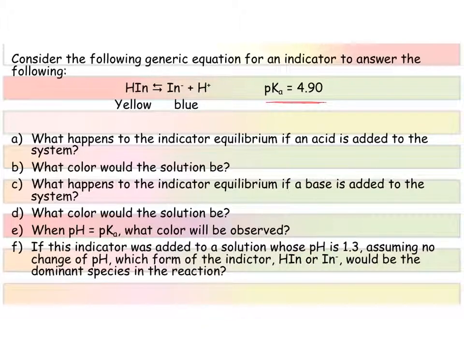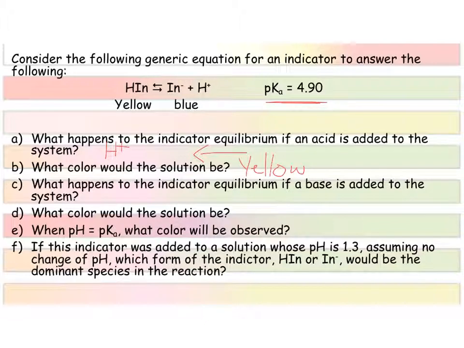All right, so let's consider this generic equation for this following indicator. We are also given the pKa value of the indicator. So A wants to know what happens to the indicator equilibrium if an acid is added. So if we add H plus to the system, it's going to add a stress to the equilibrium. So the equilibrium is going to shift left, okay? It's going to make more of the bound acid. So it should shift towards the yellow color of the indicator.